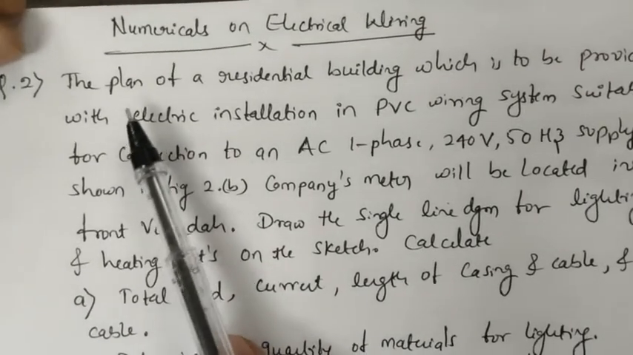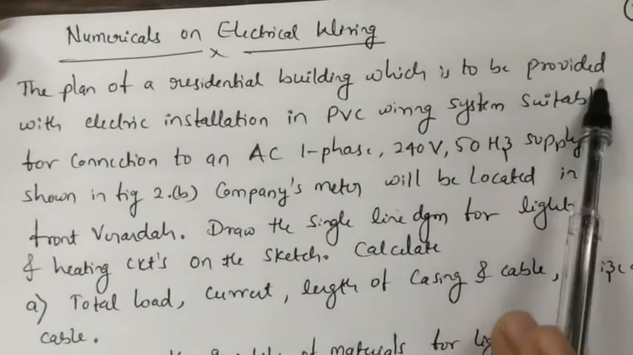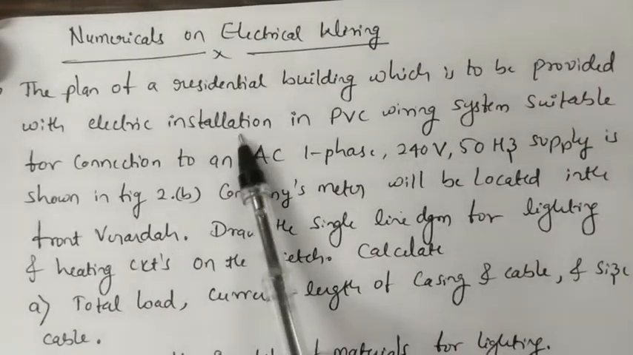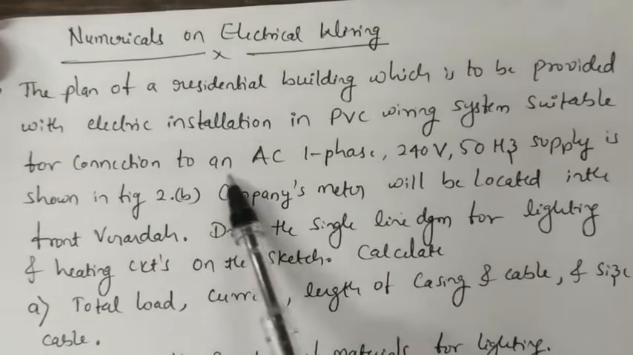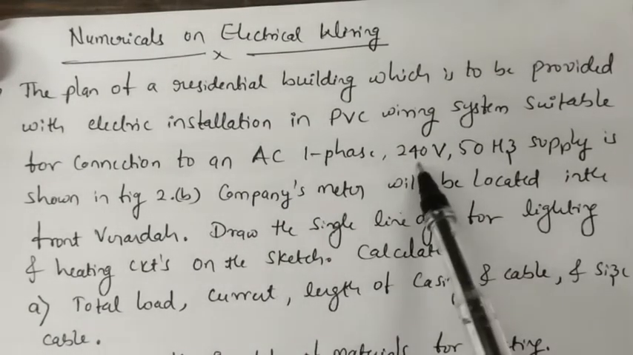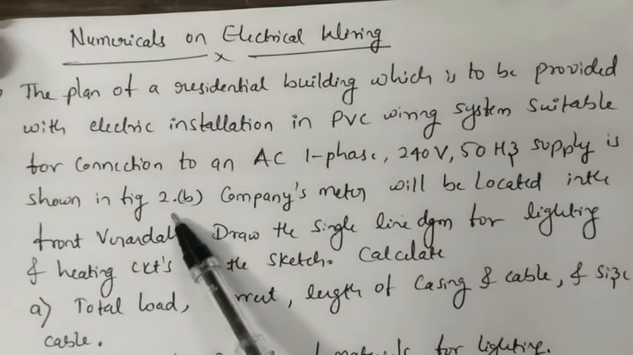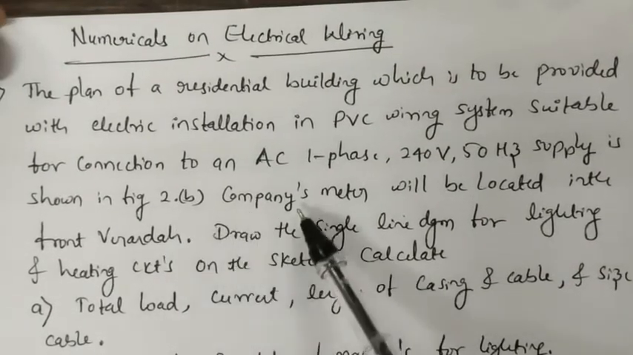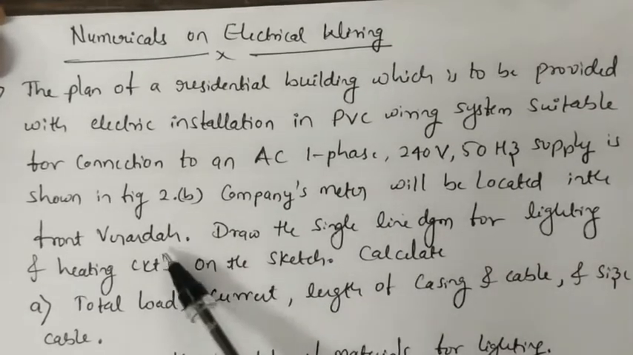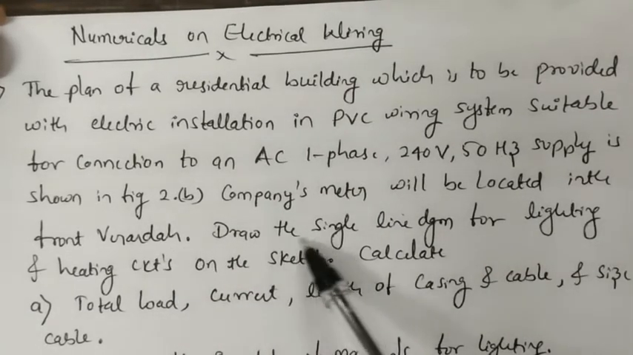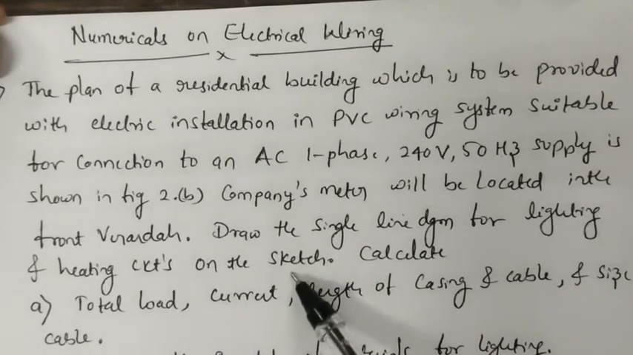The question is, the plan of a residential building which is to be provided with electric installation in PVC wiring system suitable for connection to an AC single phase 240 volt 50 Hz supply is shown in figure 2.b, and the company's meter will be located in the front veranda, and draw the single line diagram for lighting circuit and heating circuits on the sketch.